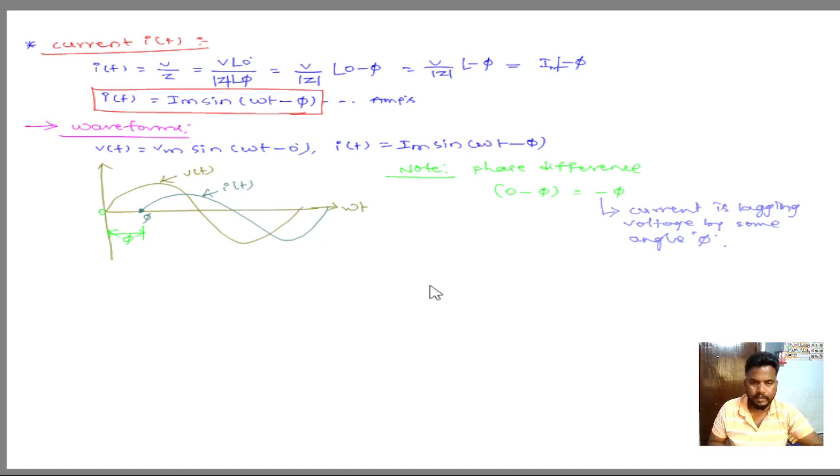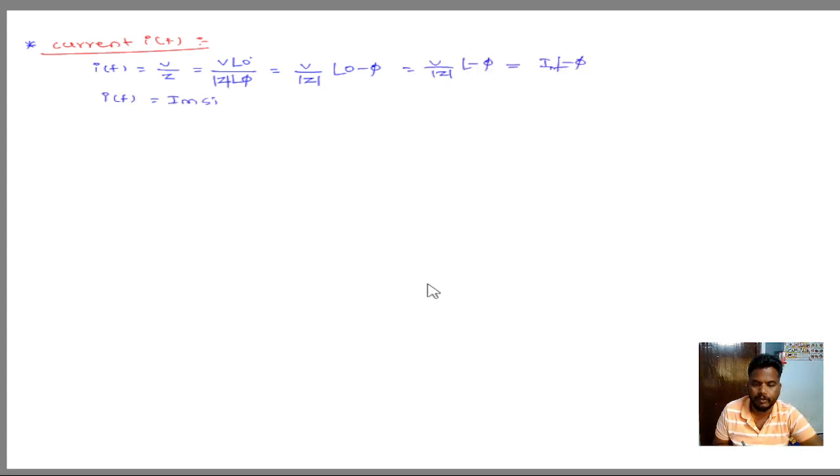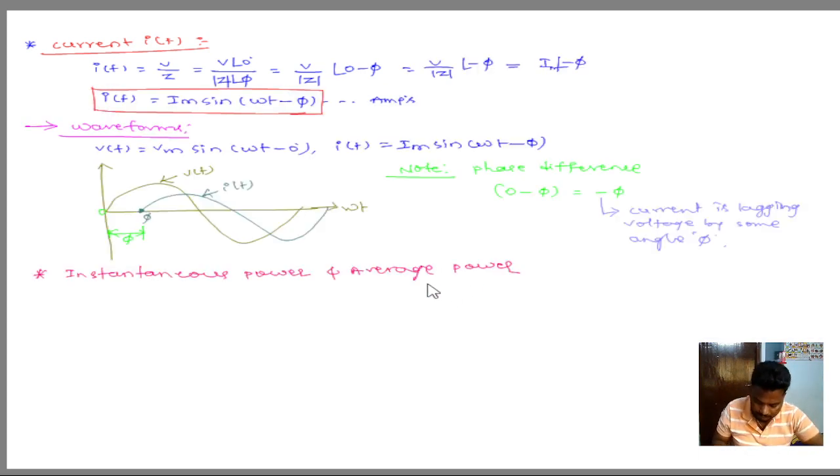Is this clear? Next, we need to calculate instantaneous power and average power. First, we are calculating instantaneous power.